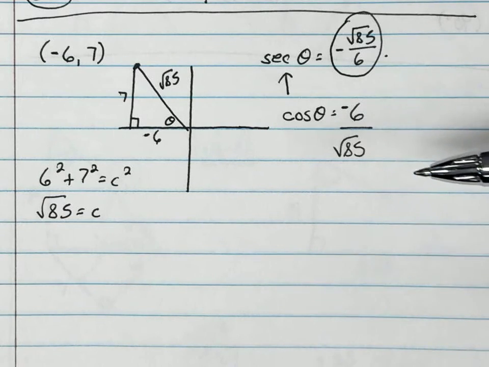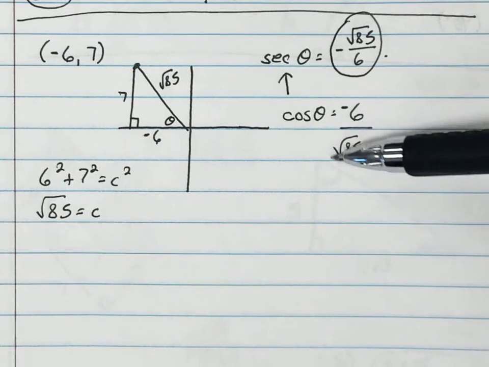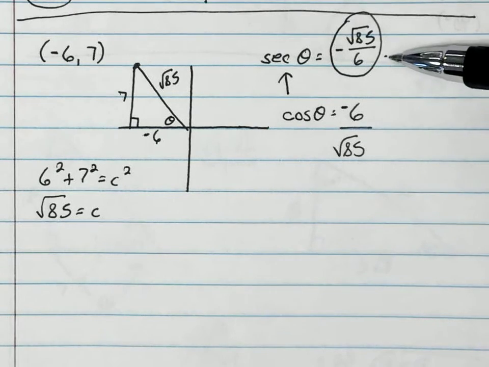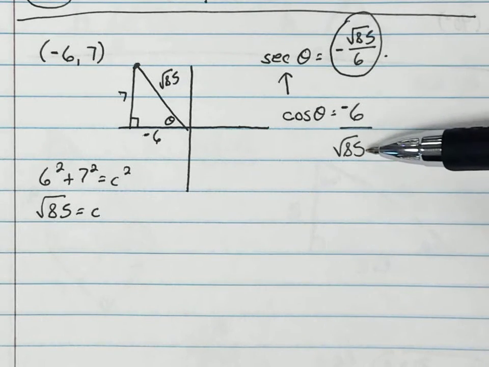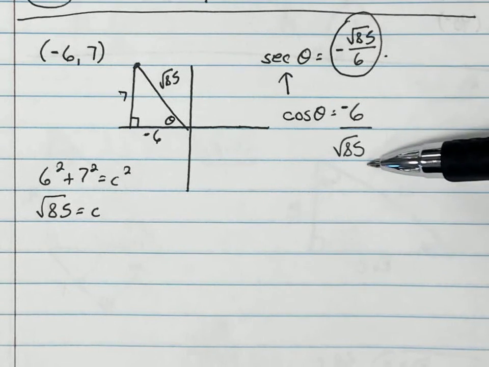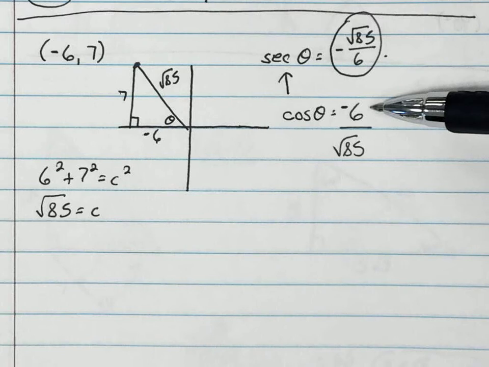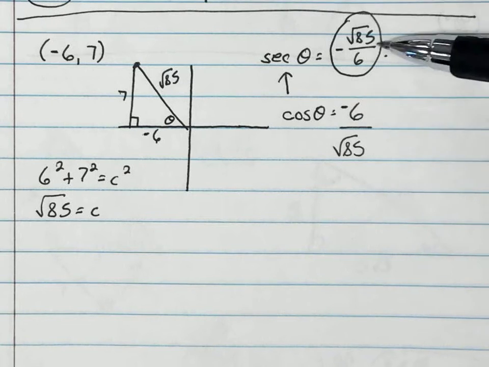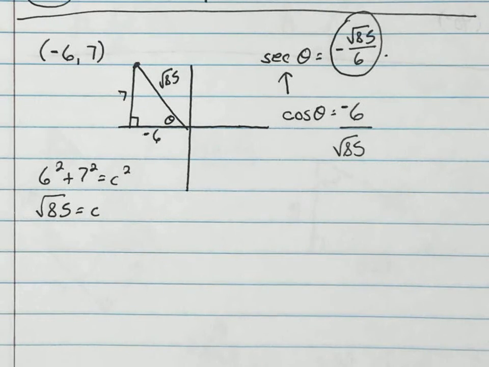Let me share one other thing with you. Here, if I would have rationalized that, if I wouldn't have thought ahead, and multiplied top and bottom by root 85, I would have got negative 6 root 85 over 85, and then I would have turned right around and flipped it, and that would have put the root 85 back on bottom. Don't do that. If you're about to flip it anyway, just leave it on bottom, and that way when you flip it, it's back on top.